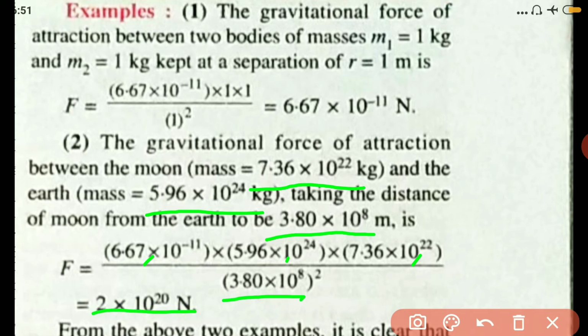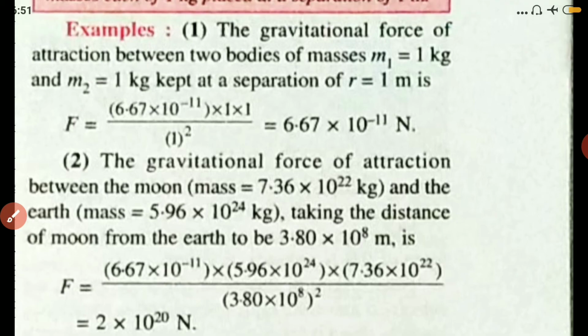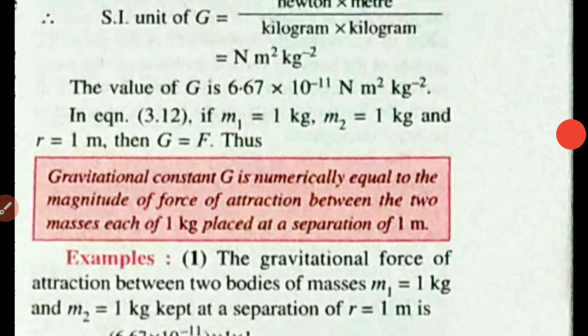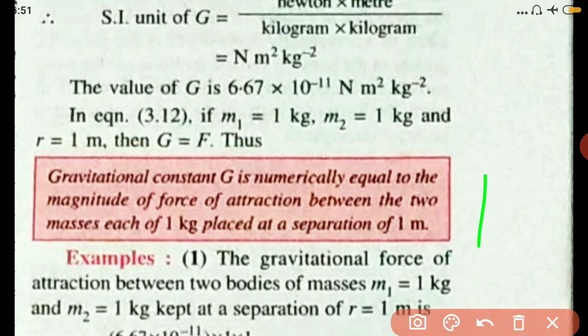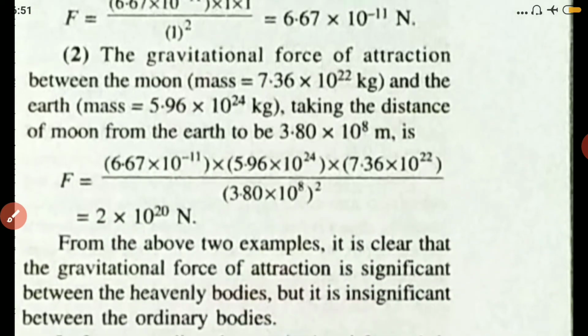So when you compare these two values, this value here is very less compared to this one. From the above two examples, it is clear that the gravitational force of attraction is significant between heavenly bodies, but it is insignificant, very less, between ordinary bodies. That's why we don't feel it, right?